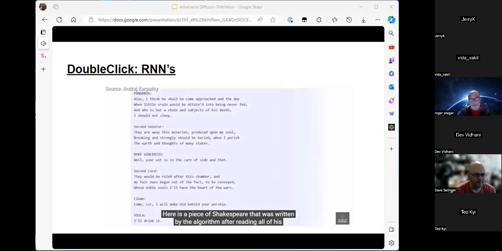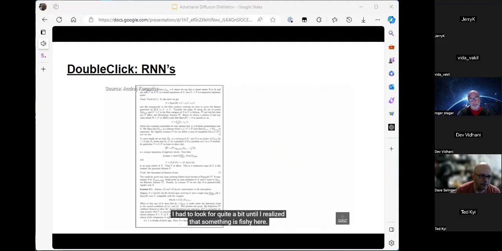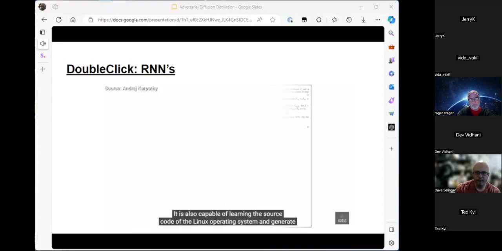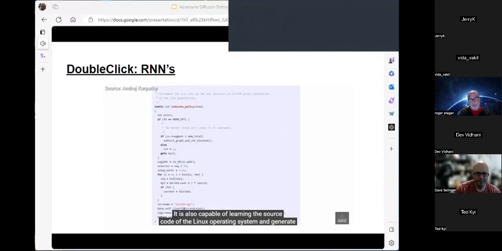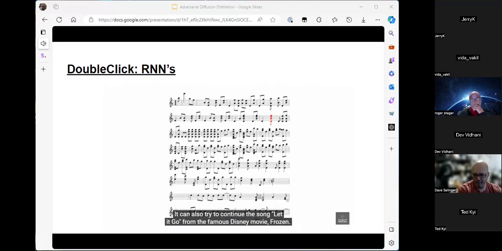Here's a piece of Shakespeare that was written by the algorithm after reading all of his works. You see names that make sense and you really have to check the text thoroughly to conclude that it's indeed not the real deal. It can also try to write math papers. I had to look for quite a bit until I realized that something is fishy here. It is not unreasonable to think that it can very easily deceive a non-expert reader. Can you believe this? This is insanity. It is also capable of learning the source code of the Linux operating system and generate new code that looks quite sensible. It can also try to continue the song Let It Go from the famous Disney movie Frozen.